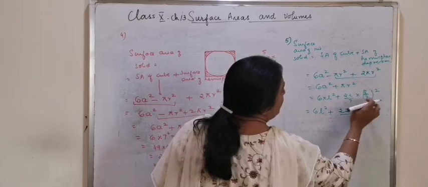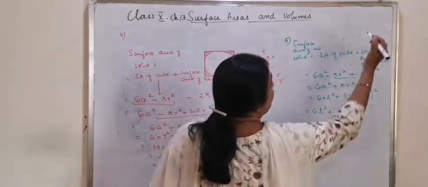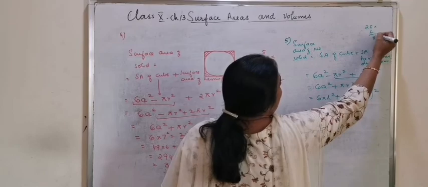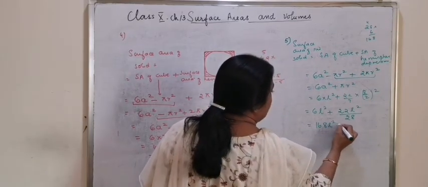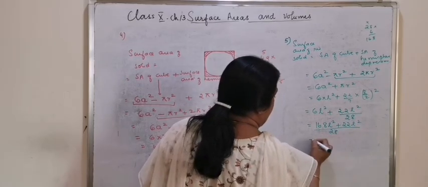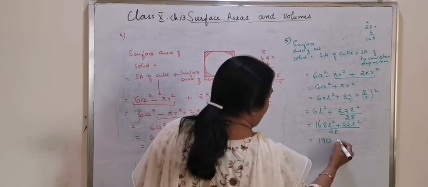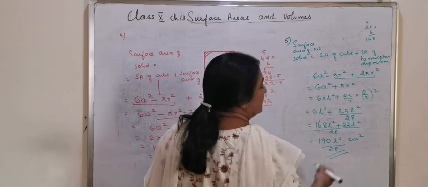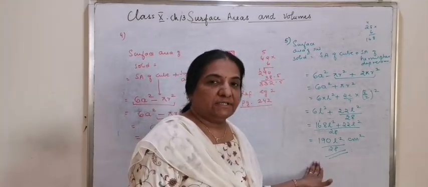6L square plus 22L square by 2 square, which is 4, 7 4s are 28, or it is 28 into 6, 8 6s are 48, 4, 12 plus 4, 16, 168 L square plus 22 L square by 28, 8 plus 2, 10, 7 9s, 190 L square by 28 centimeter square. That will be the surface area of the solid.